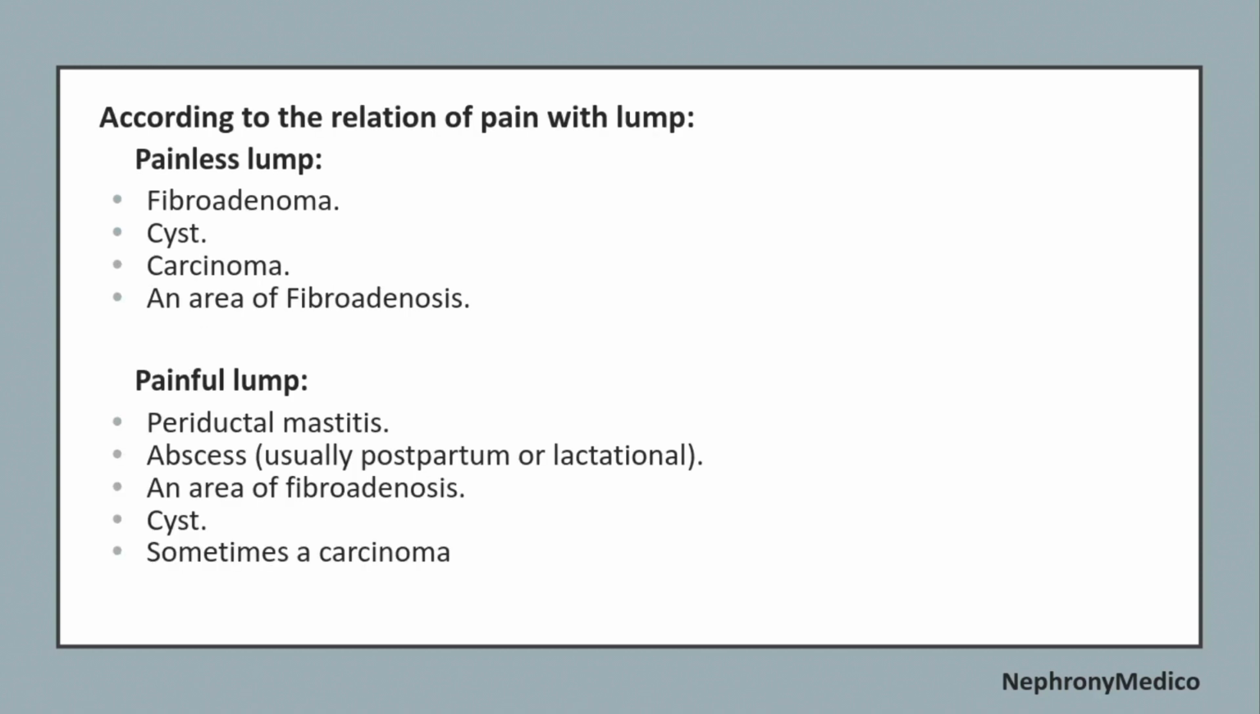According to the relation of the pain with lump, painless lump may be seen in fibroadenoma, cyst, carcinoma, and area of the fibroadenosis, and painful lump is seen in periductal mastitis, abscess, which may be usually postpartum or lactational, and area of the fibroadenosis, cyst, and sometimes a carcinoma.